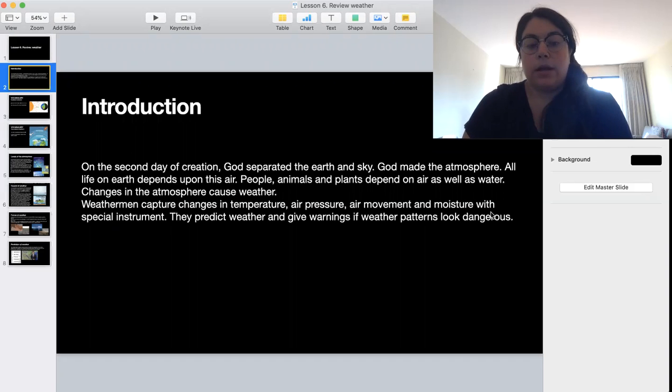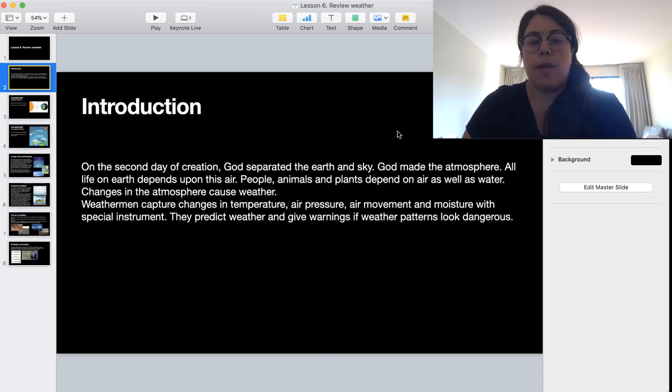Okay, weathermen are the people that study the weather. They capture changes in temperature, in the air pressure, in the air movement, and moisture, which is the amount of water in the air, with special instruments. And they can predict days ahead what's going to happen with the weather and give us warning if the weather looks dangerous.